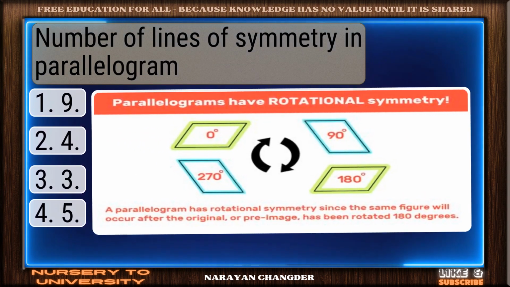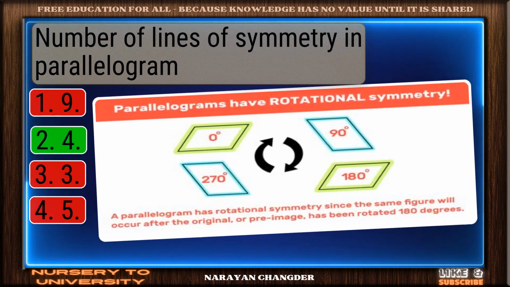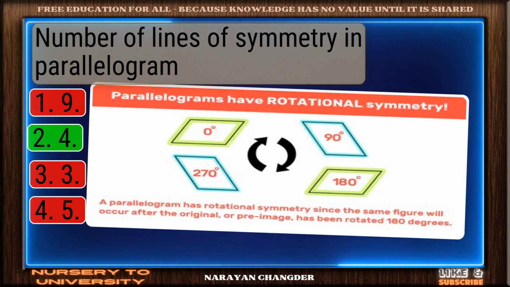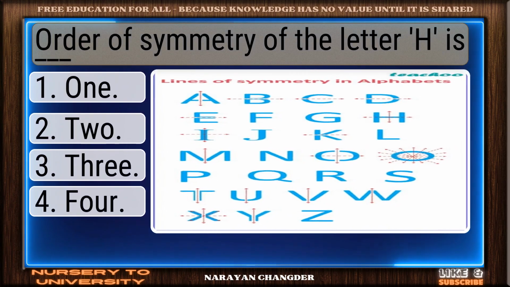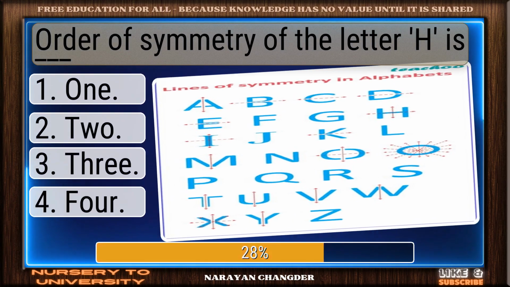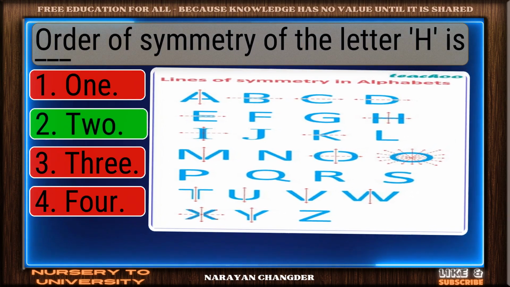Number of lines of symmetry in parallelogram. Nice selection. 4 is the correct and valid answer. Order of symmetry of the letter H is dash. Smart move. 2 is an accurate answer.